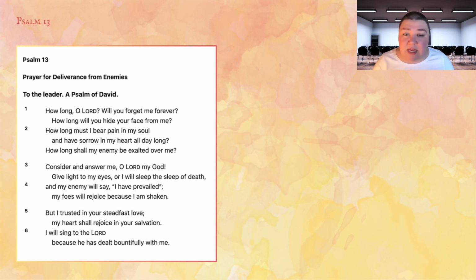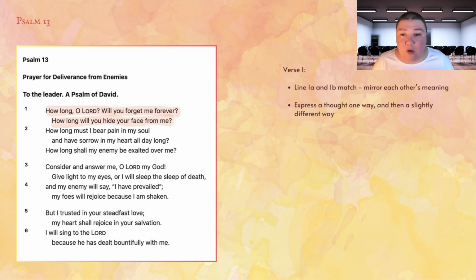And now we can begin to identify these related lines. How long, O Lord, will you forget me forever? How long will you hide your face from me? The second line matches, echoes, or relates to the first. It is expressing a thought one way and then expressing it again a slightly different but related way.